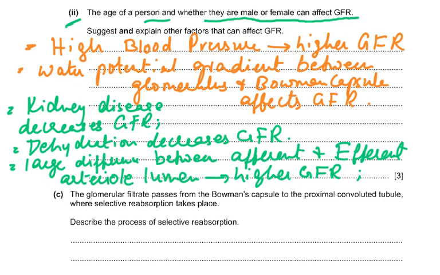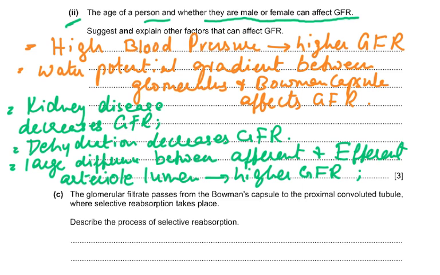What you need to understand is that glomerular filtration rate is dependent upon the pressure. So high blood pressure will give a higher GFR, meaning high blood pressure in the entire body system, the aorta, so more in the renal artery, more in the afferent arteriole. This will cause a higher GFR. The water potential gradient between the glomerulus and Bowman's capsule will affect the GFR.